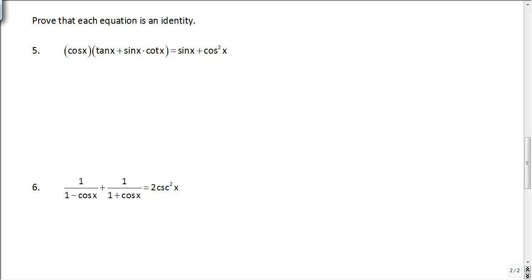All right, everybody, here we go. Here's some notes on proving the equation is an identity.